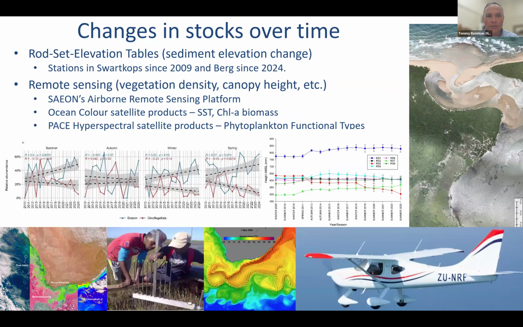We're also using remote sensing. We get a good understanding of vegetation density, canopy height, etc. And we have our own airborne remote sensing platform to do this, but you can also do it using remote sensing products from satellites. And I think especially the PACE hyperspectral satellite products would be very useful in understanding how the biomass changes over time.